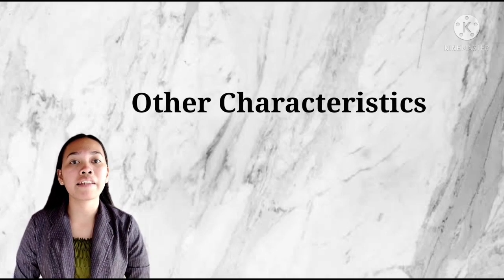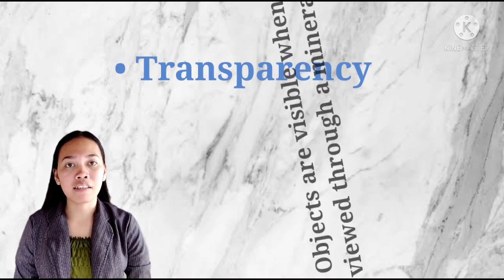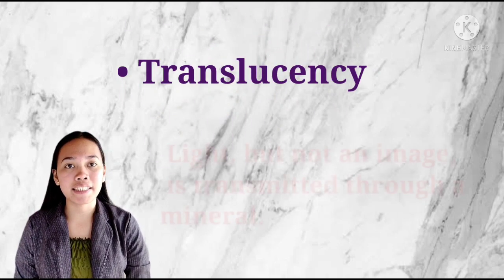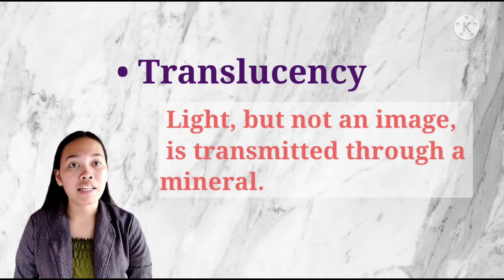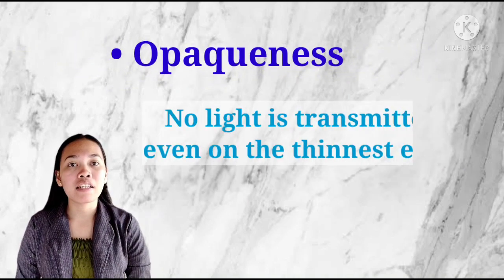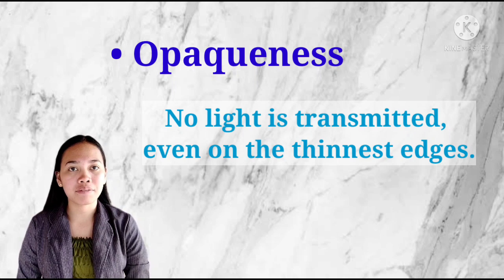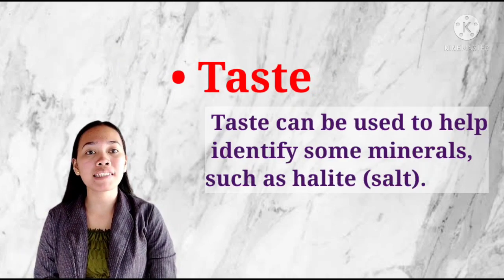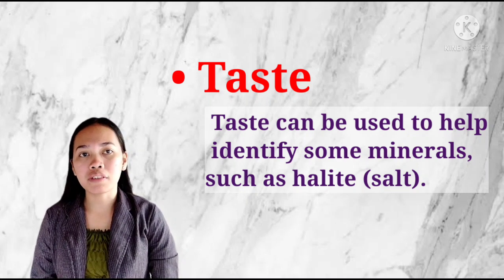So there are other characteristics that may be useful in identifying some minerals. First is transparency. Objects are visible when viewed through a mineral. Then, translucency. Light but not an image is transmitted through a mineral. Opaqueness. No light is transmitted, even on the thinnest edges. Taste. Taste can be used to help identify some minerals such as halite or salt.